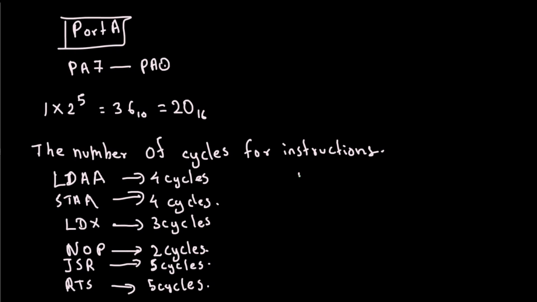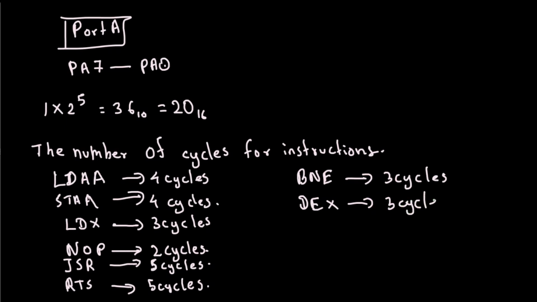We have a few more as well, like BNE. This is to create the loop. It branches if not equal to 0, so we can branch until it becomes 0, and it costs 3 cycles each time. Then DEX, decrement index X register, is 3 cycles. We can also use BRN with an asterisk, which is a 3 cycle delay.